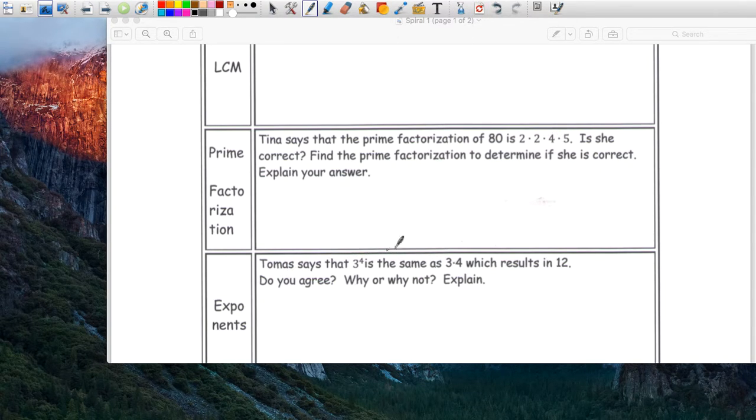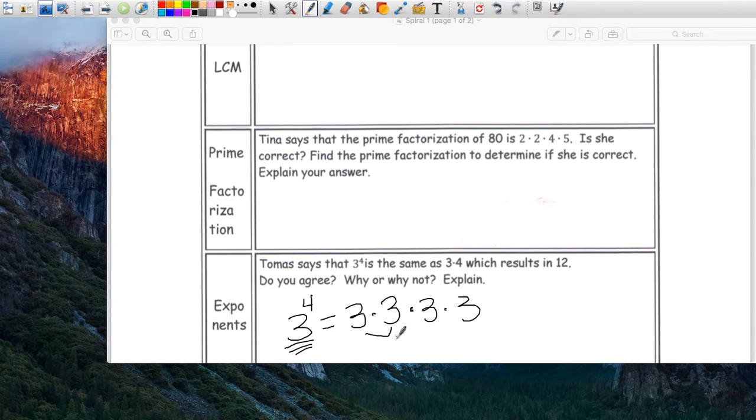Thomas says that 3 to the 4th is the same thing as 3 times 4, which results in 12. Do I agree or disagree? No, I don't. A lot of you have done this. You multiply the base and the power, and that's not what it means. 3 to the 4th means that the base number, 3, is multiplied by itself 4 times. So that equals 3 times 3 times 3 times 3, which is definitely not 12.